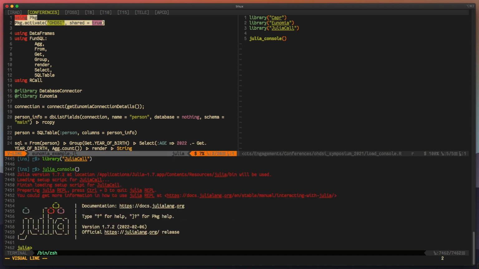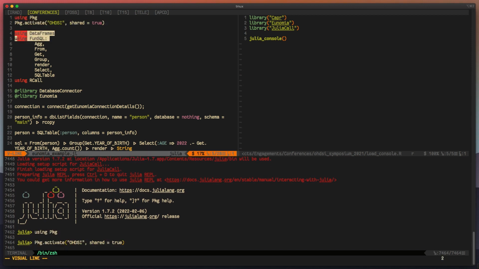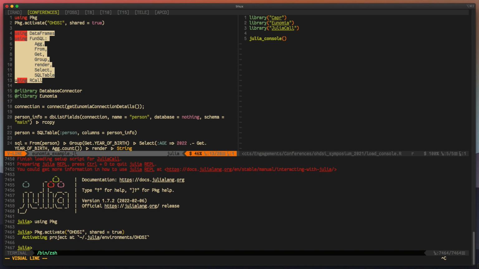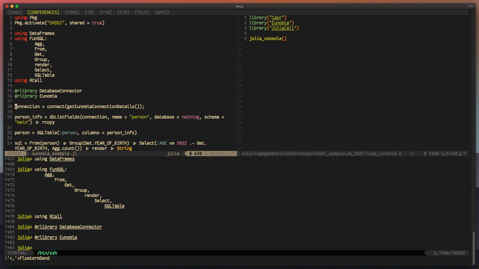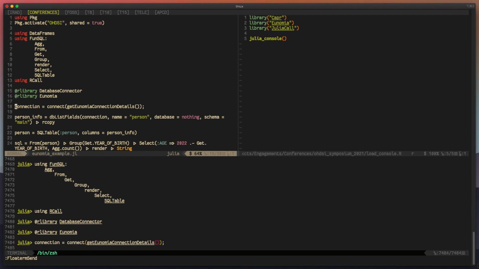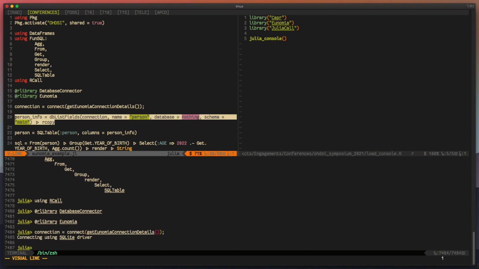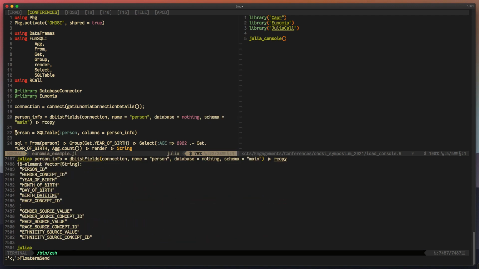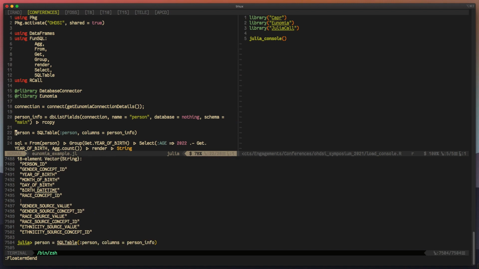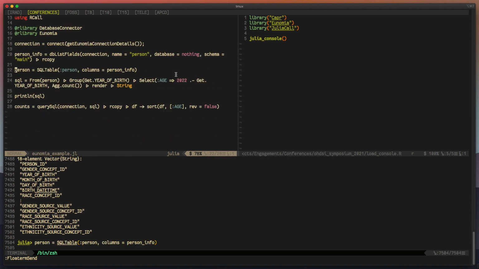On the left, you can see that Julia is activating and creating the Odyssey temporary environment for this talk. And then we bring in the data frames from SQL and R call packages. And then we import the R libraries, DatabaseConnector, and Eunomia. Using the native R functions, getEunomiaConnectionDetails and dbListFields, directly within Julia, we're able to interact with Eunomia, which is an OMOP Common Data Model based database in R.